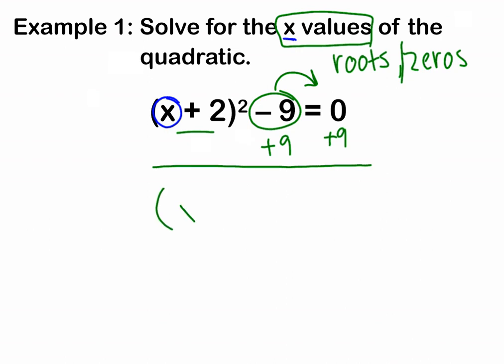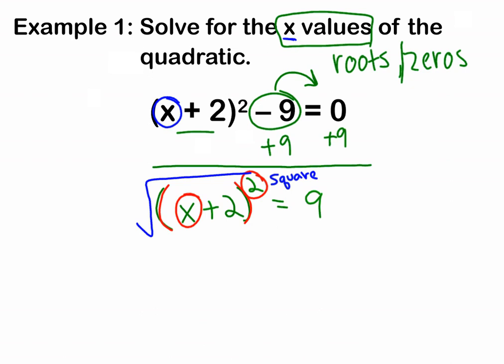That will give me parentheses x plus 2 squared equals 9. Now, I, again, am solving for x, but I can't touch x while it's inside a parenthesis. So I need to get rid of what's on the outside of the parenthesis. On the outside, we have a square. Well, how do you undo a square? What is the inverse operation? Square root. So when I square root x plus 2 squared, the squared cancels, and I'm left with x plus 2.